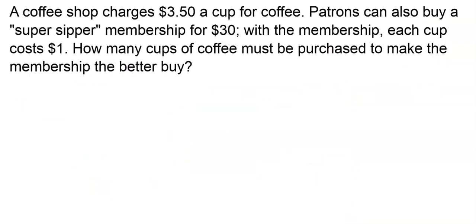For the last problem, I want to look at one word problem. Now there is a whole world of word problems. I just want to look at an example of the thinking process that's helpful to go through when you're solving a word problem. This one is a coffee shop charges $3.50 a cup for coffee. Patrons can also buy a Super Sipper membership for $30. With the membership, each cup costs only $1. How many cups of coffee must be purchased to make the membership a better buy?